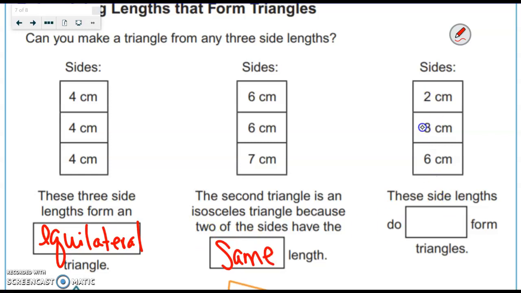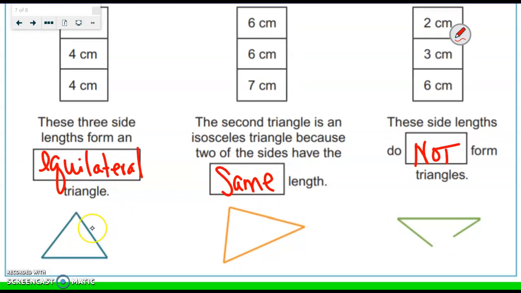And then we have 2, 3, and 6. Well, our triangle inequality rule says two of them added together has to be greater than the third one. So 2 plus 3 is 5, and 5 is not greater than 6. And 3 plus 6 is 9, and 9 is not greater than 2. And 2 plus 6 is 8, and 8 is not greater than 3. So these side lengths do not form a triangle. And you can see that in your example. So you have an equilateral, you have an isosceles, and you have no triangle at all.